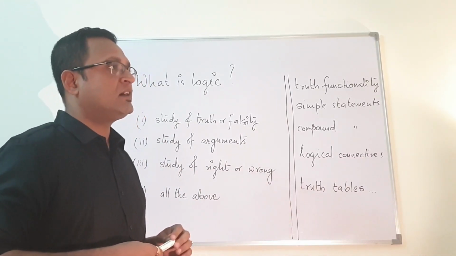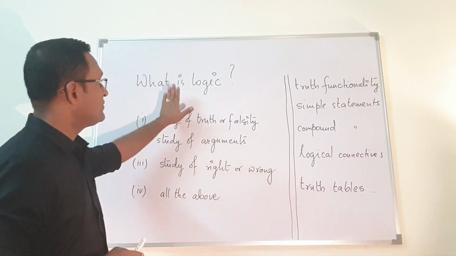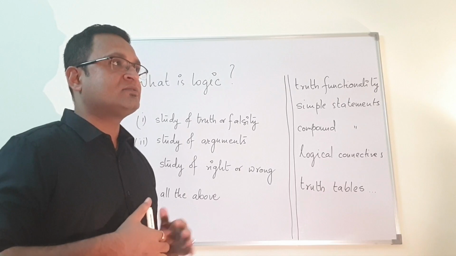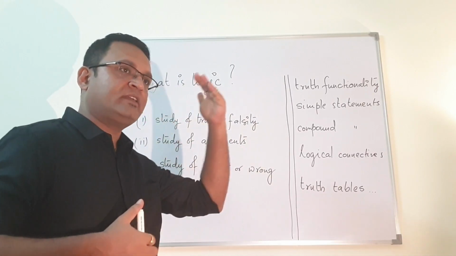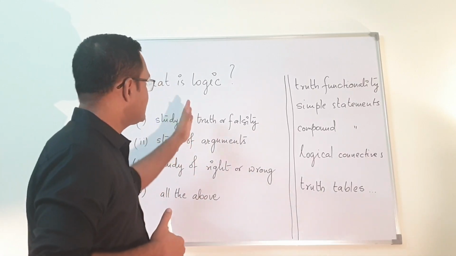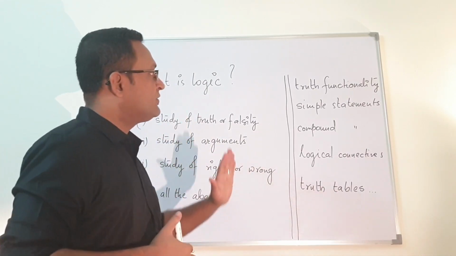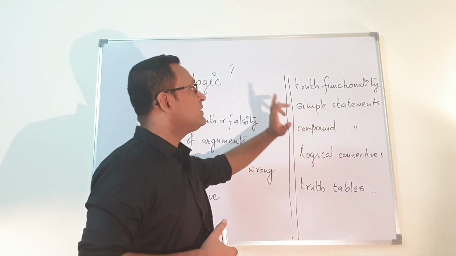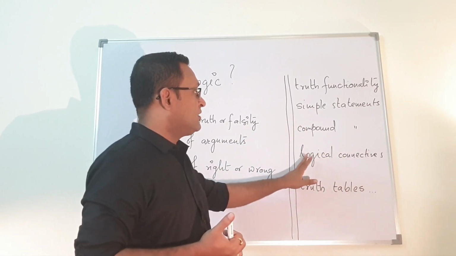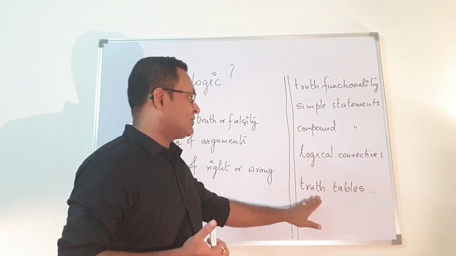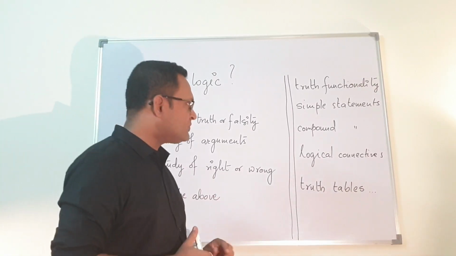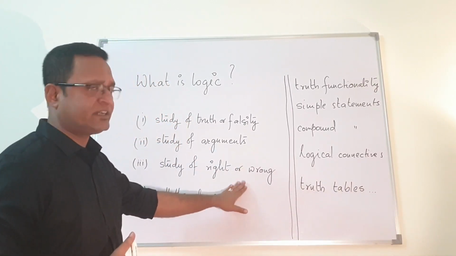In today's lecture, we will start with what logic is, because now we have enough background to understand it. So I refrained from discussing it in the first two lectures. After that, we will discuss what truth functionality is, what simple and compound statements or propositions are, how logical connectives are defined, and what their respective truth tables are. So this is all we are discussing today. Let us start with the first thing, that is, what is logic.